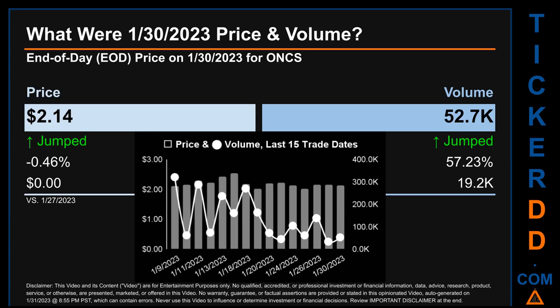The graph shows price and volume for the last 15 trade dates. Across a range of 51 cents, the max and minimum end-of-day price were respectively 2.53 and 2.02. Volume saw a range of 287.9 thousand, from a day low of 33.5 thousand to a day high of 321.4 thousand.